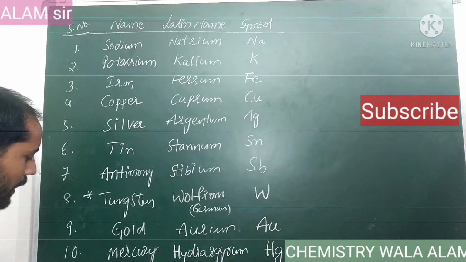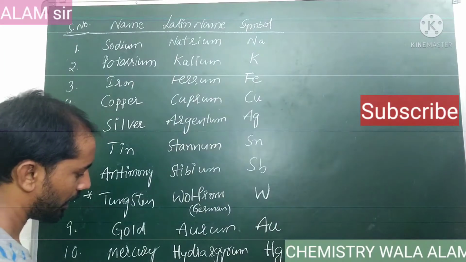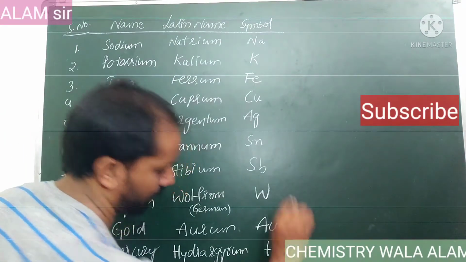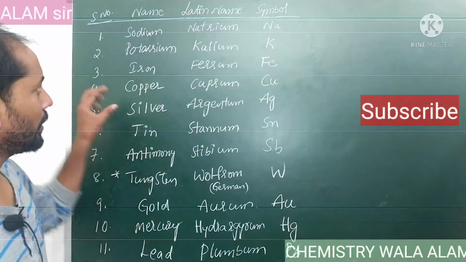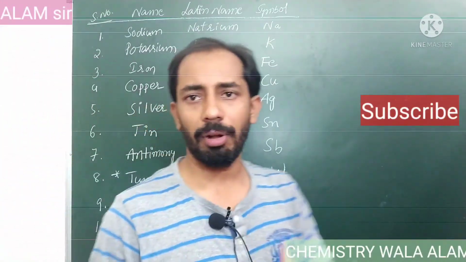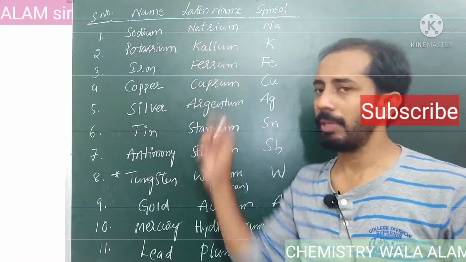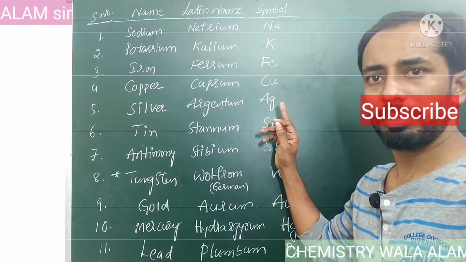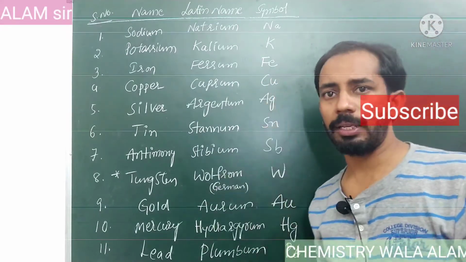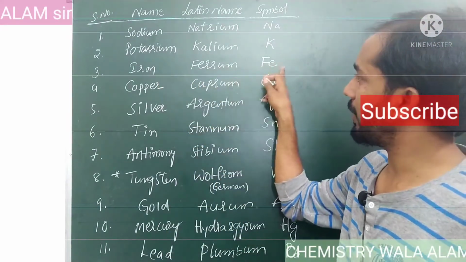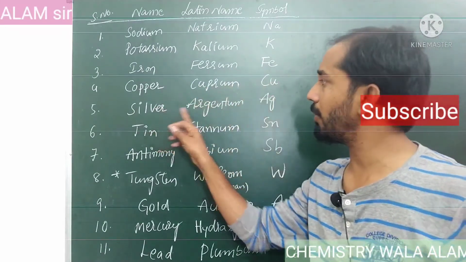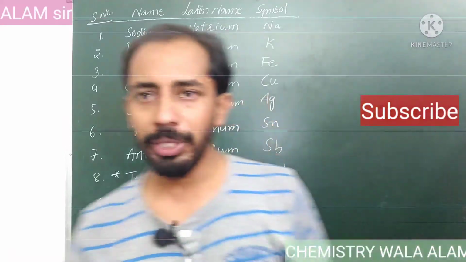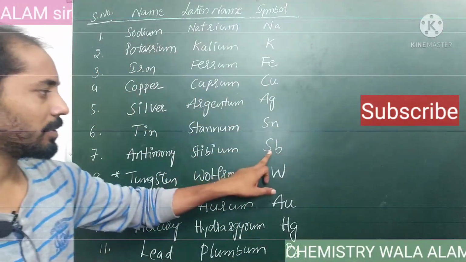And the 11th one is lead. It is plumbum, Pb. So these are the main elements that have Latin names. The first one is sodium, its Latin name is natrium, so its symbol is Na. Next is potassium, kalium. Then iron, ferrum, Fe; copper, cuprum, Cu; silver, argentum, Ag; tin, stannum, Sn; antimony, stibium, Sb.